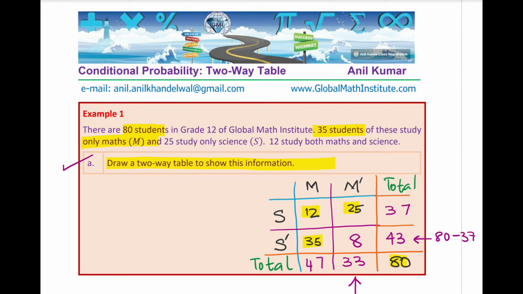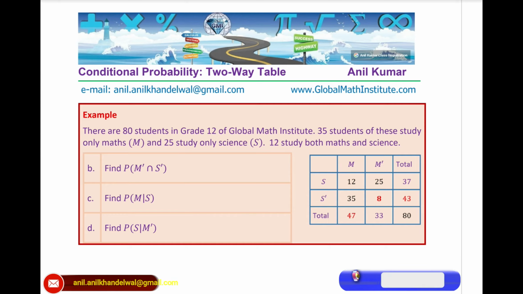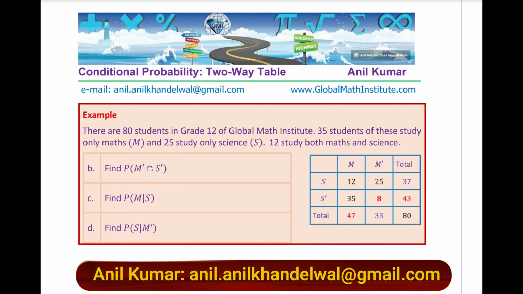Now let us figure out the solutions. Here is the two-way table for your convenience, the one which we had just drawn with all the numbers which were given and which we calculated. Now, question part B is: find the probability of students not taking maths, intersection, not taking science. From the total students, here we are looking at total students of 80. So the outcome here is 80.